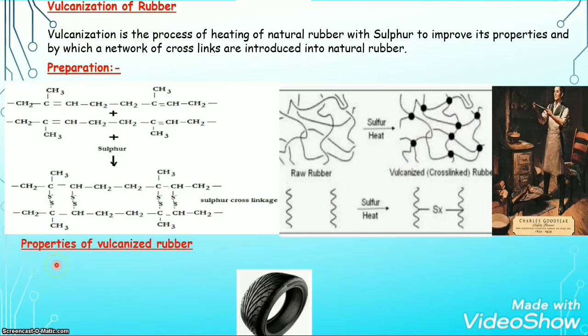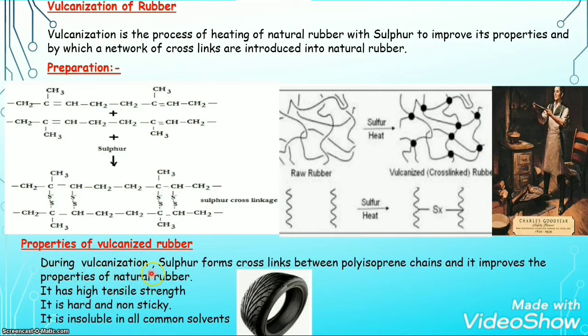Now let us understand what are the properties of vulcanized rubber. During vulcanization, sulfur forms crosslinks between polyisoprene chains and it improves the properties of natural rubber, like it has a high tensile strength, it is hard and non-sticky, it is insoluble in all common solvents.